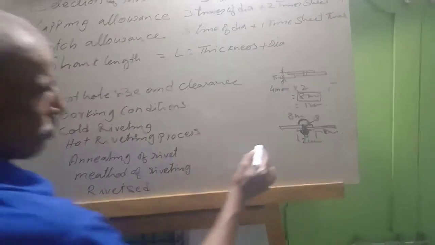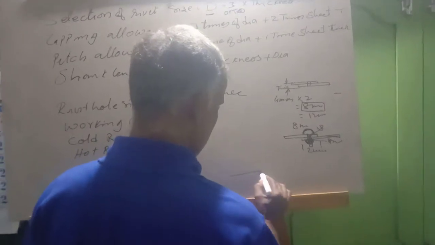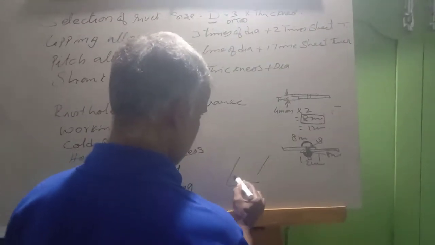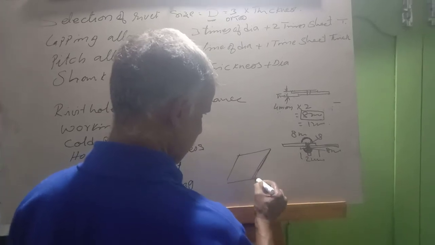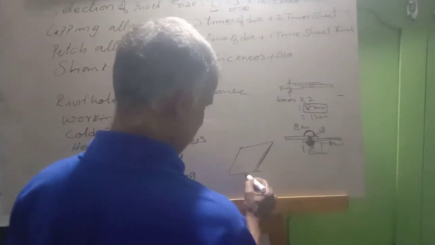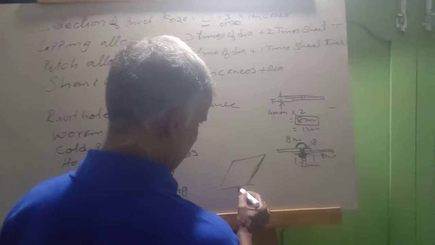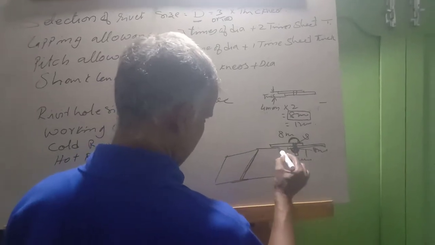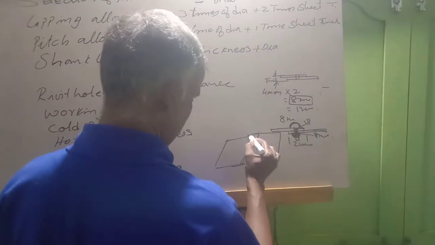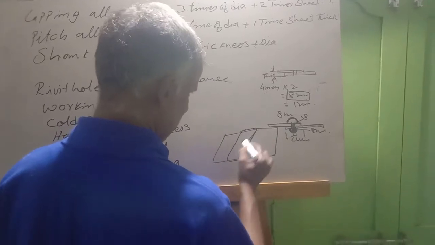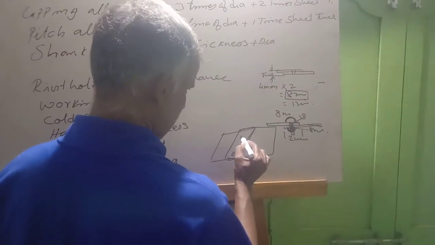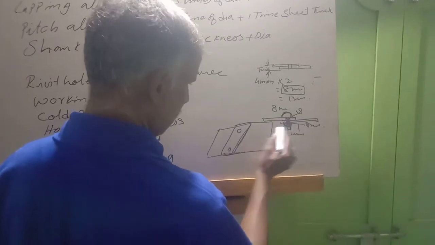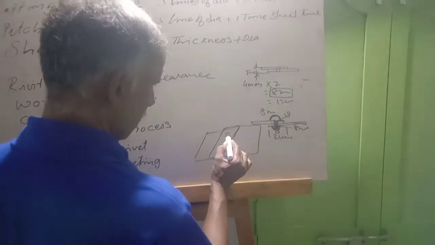Now this is the overlapping. The sheets are very big. Here the overlapping is done. Here we are doing one rivet, and here another rivet.